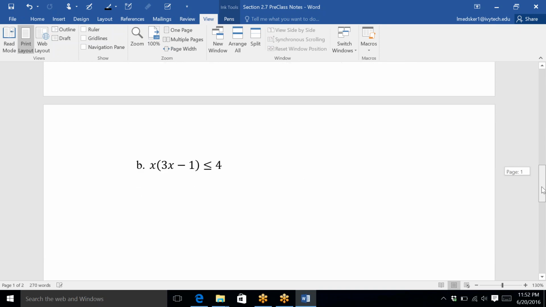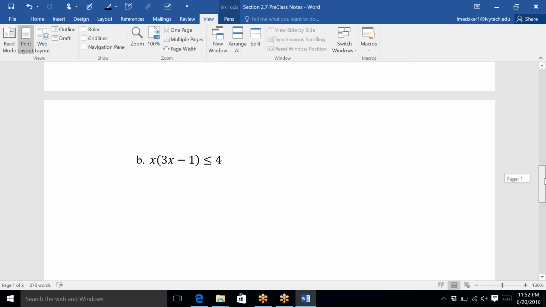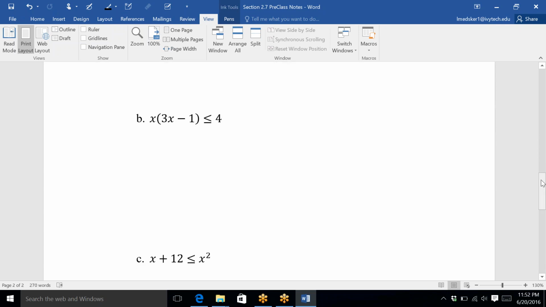Let's look at another one. This one gets people because they say it's already factored, but it's not equal to 0. So you have to undo their factoring by distributing that x and moving the 4 over. So 3x squared minus x, and then subtract the 4 over.